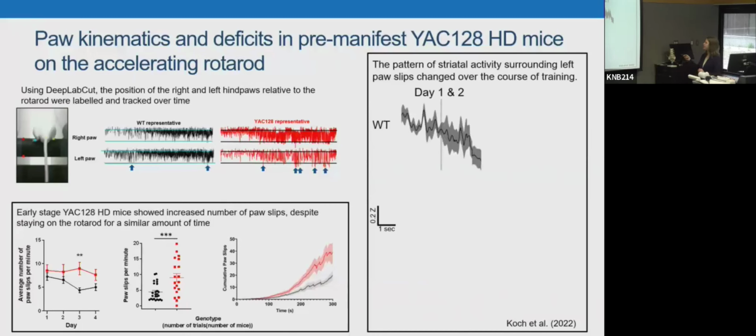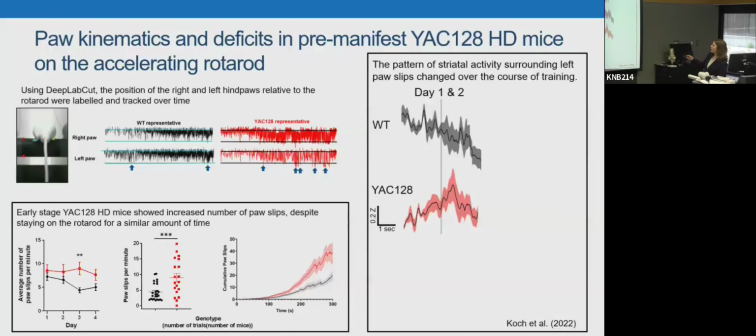So if I isolate just the first 2 days of training, the overall slant or ramp of the activity is going down, and that's partly just the nature of the activity in the striatum. The overall activity in the striatum reduces while they're on the rotarod. But when you look at the difference between the wild type and YAC128 here, you can see that nothing really happens specific to the paw slip. And sorry, I'll just explain that this line here is when the mouse's foot dips below the bottom of the rotarod. So I've lined up all of the activity from all of the trials to every time the mouse has a paw slip.